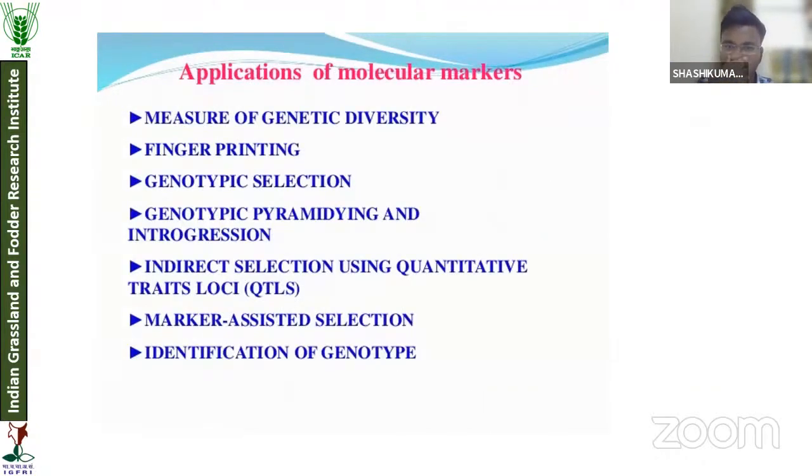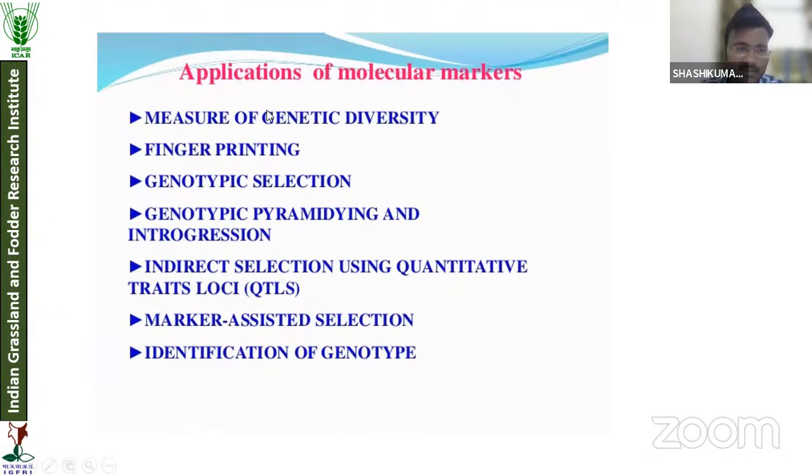Why are these markers highly useful? As I said initially, when quantitative traits were identified, because of the continuous variation for traits, people were confused about whether they follow Mendelian inheritance or not. Through molecular markers, you can clearly explain the Mendelian inheritance of quantitative traits. These genes follow the law of segregation that Mendel suggested, but they are affected by environment and controlled by many genes.